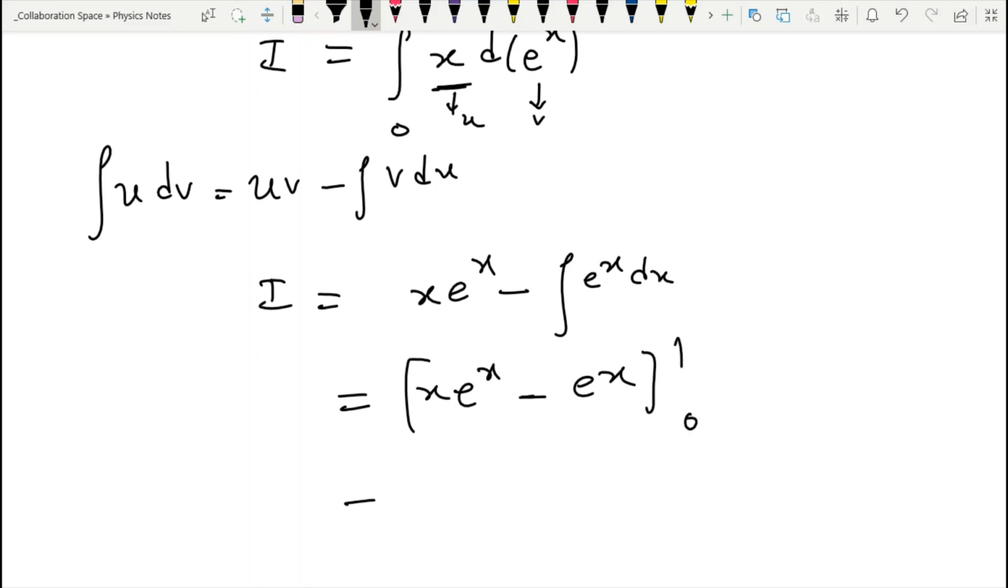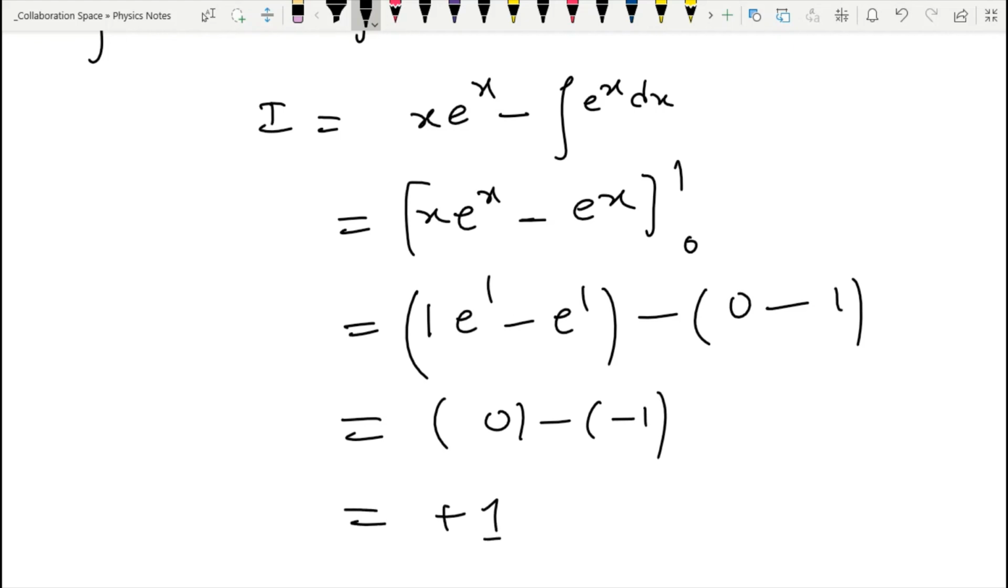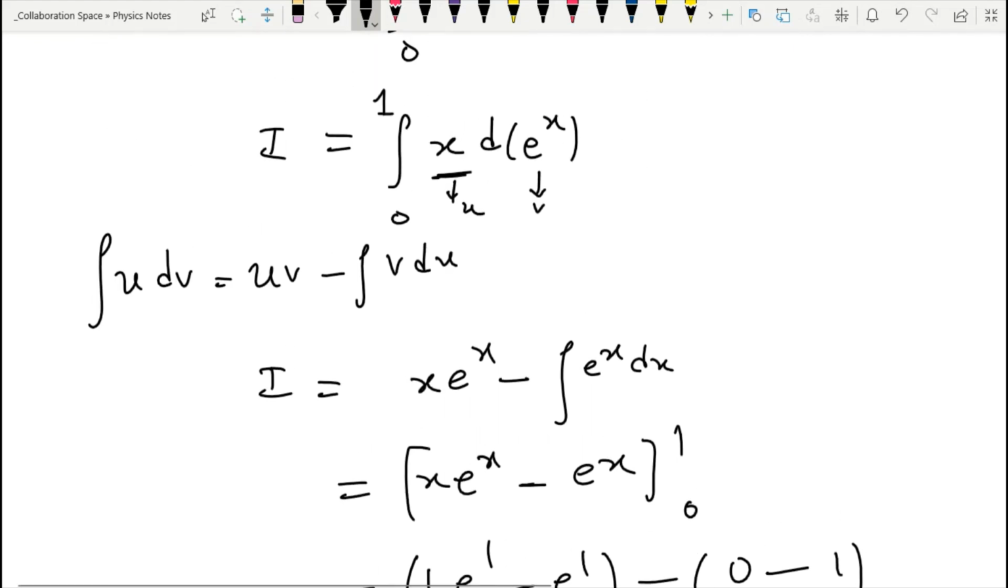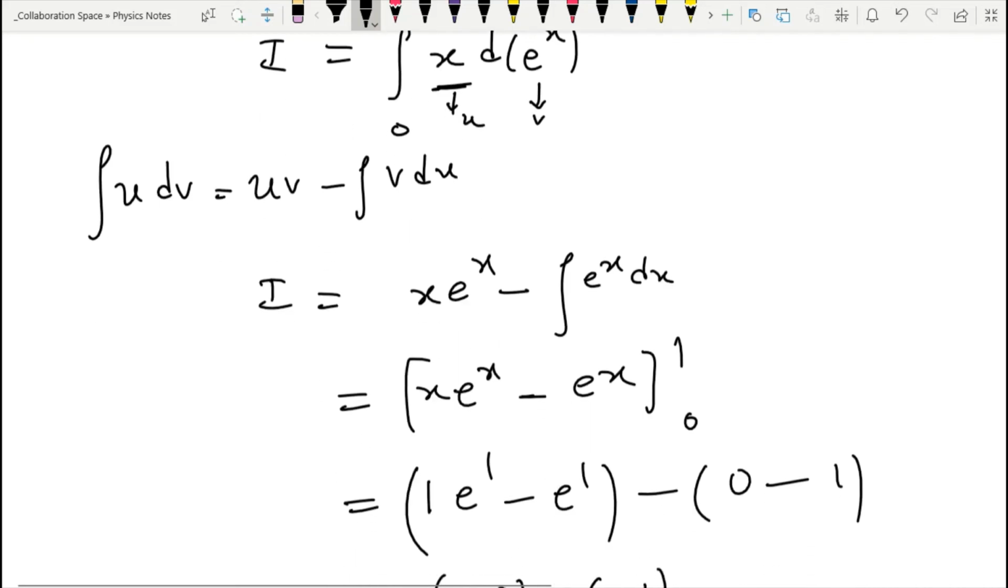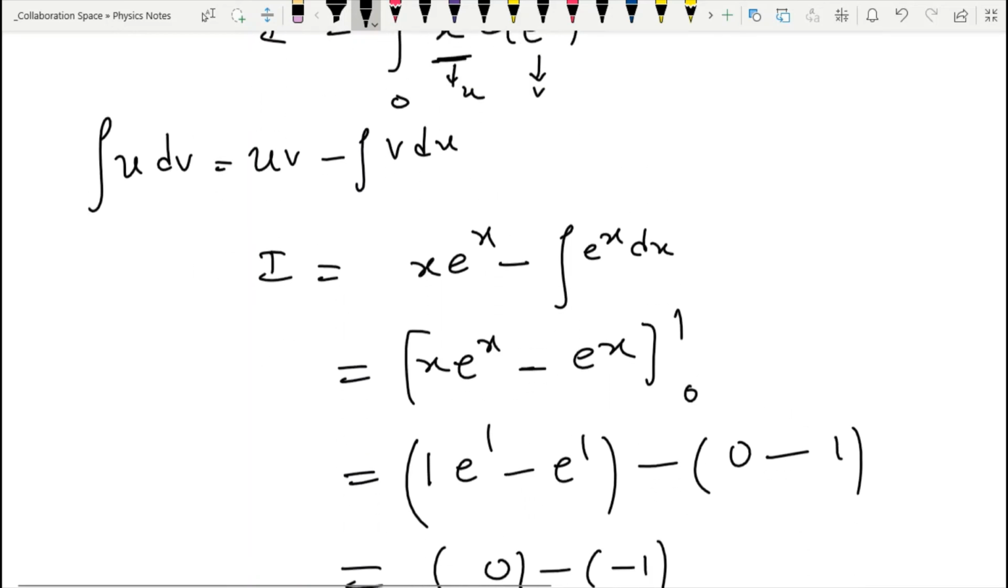We can apply the limits. First limit we are applying: 1 e power 1 minus e power 1. Next, e power 0. So this term will become 0, and this term will become 1. So finally what are we getting? e minus e, that is 0, and this is minus of minus 1, so the answer is plus 1. So plus 1 is the correct answer, students. Clear or not?